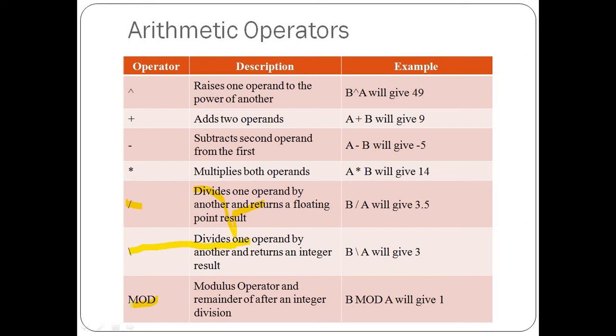The reverse slash is used for having the quotient as your answer, but the answer will be an integer type, a complete number without a decimal point. And to have the quotient as your answer with a floating point result, we have to use the forward slash.